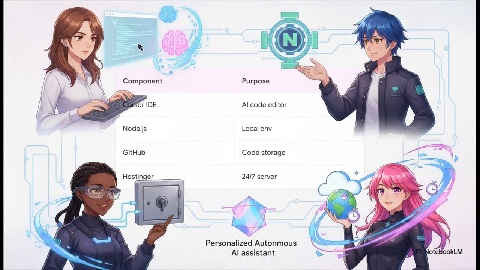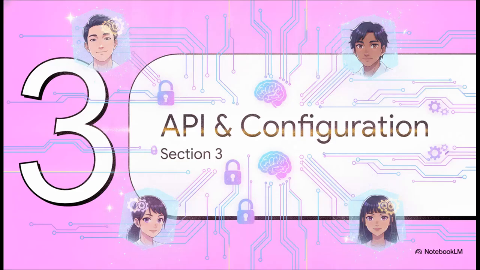Let's break down that core toolkit, and I promise to keep the technical jargon completely simplified. First up, Cursor IDE. This is your AI-powered code editor, basically the tool that actually writes and refactors the code for you based on simple text prompts. Then there's Node.js, which is just the engine that lets the app run locally on your laptop. GitHub acts as your secure code storage locker up in the cloud. And finally, Hostinger. That's the web application server that's going to keep your OS running 24/7, even when you're fast asleep.